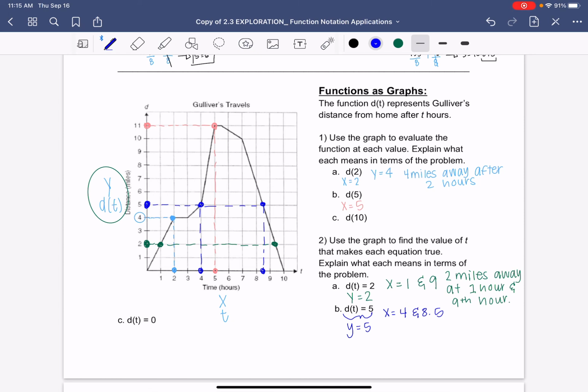So at 5 miles, he is 4 hours and 8.5 hours into the walk. So there's different ways you can say it, okay? All right, so I want you to try C. It's really easy, okay? You're just wondering when distance is at 0. So when he's home, when he starts at home and stays and gets to home, okay?